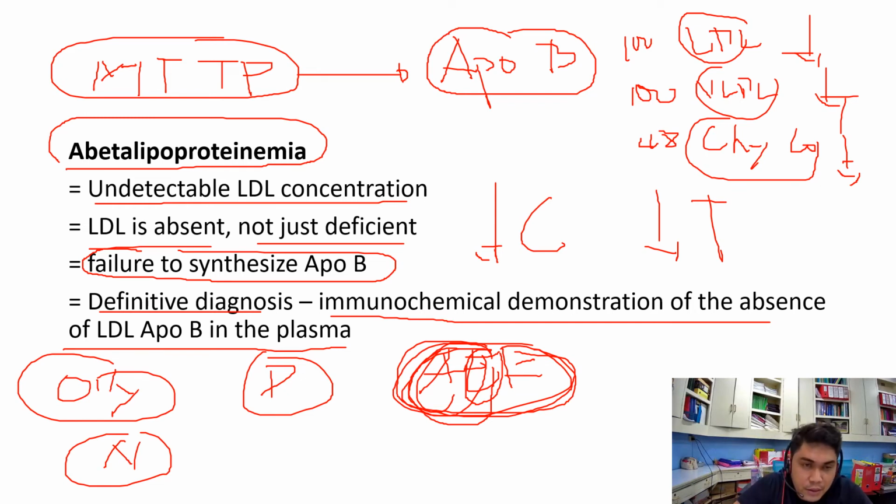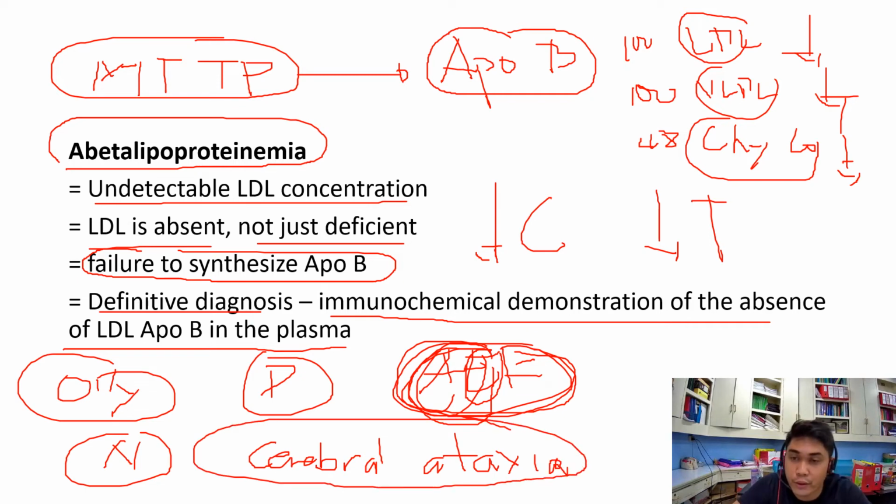the patient will experience cerebellar ataxia. Okay, meaning of ataxia, you have poor muscle coordination. Why is there poor muscle coordination? Because the nerves are affected, there's a problem with the nerves because of low concentration of vitamin A and E.